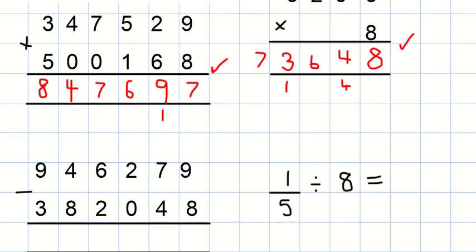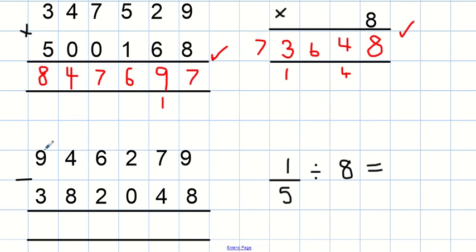Okay, number 4. We've got 946,279 subtract or take away 382,048. So again, I've used the column method. I've lined up all my digits in their correct place value. I've used a ruler to draw my lines, and I've got my calculation symbol over here on the left.